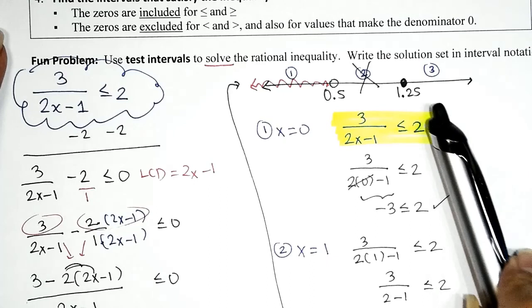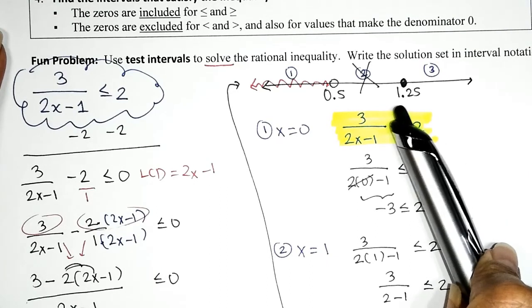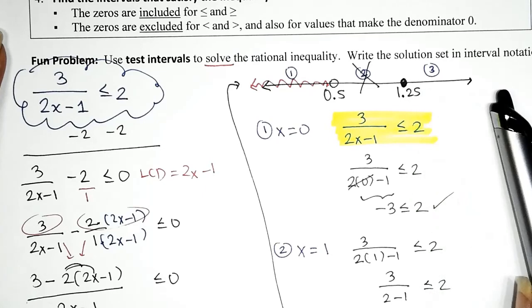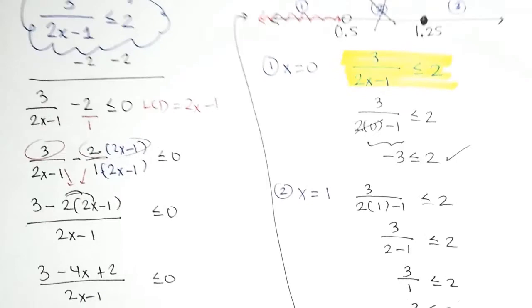So test interval number 3, we want to test out any number that's bigger than 1.25. So I'm going to stick with 2. If you want to pick 43, then go for it. Okay, why 43? I don't know. I just say numbers at random.